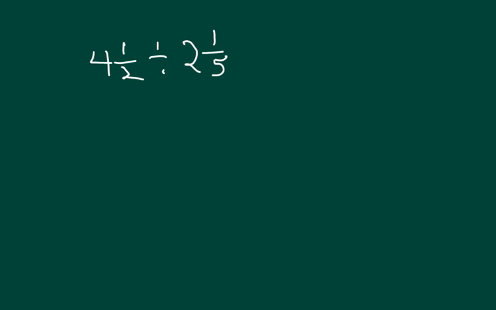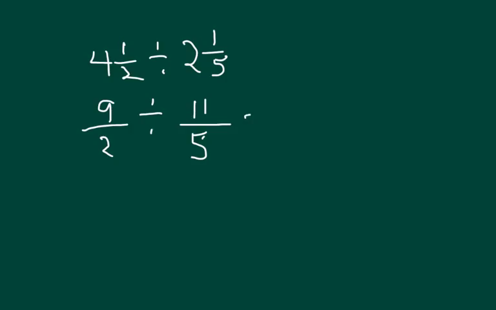So I'm going to convert this before I change it to multiplication, because I don't want to get too confusing here and do too much at one time. I'm going to convert each of these mixed numbers to fractions. So when I'm changing 4 1/2 to a fraction, I'm going to do 2 times 4 is 8, plus 1 is 9. And I'm going to do 5 times 2 is 10, and 1 more makes 11.